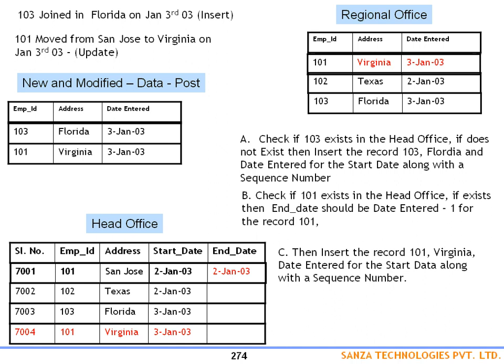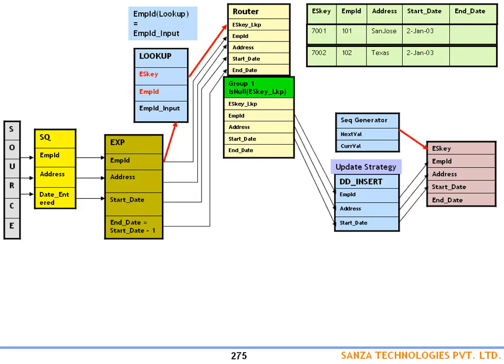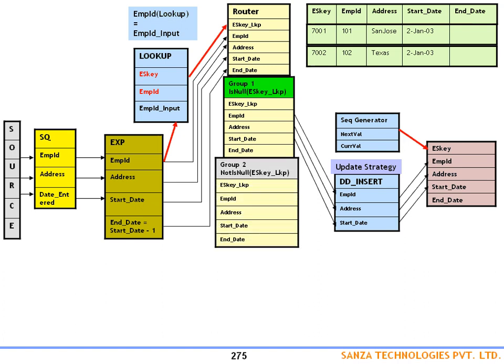Now we are going to discuss how to do it in Informatica. Already we have created this mapping. Until the first time, when the employee ID does not exist, we have inserted the two records into your target table.